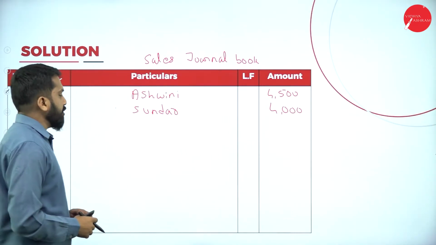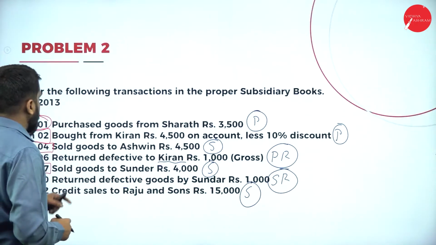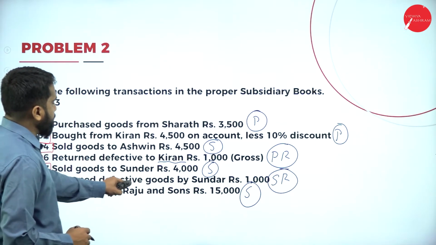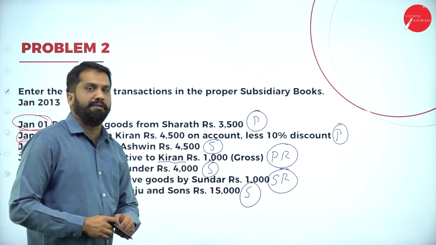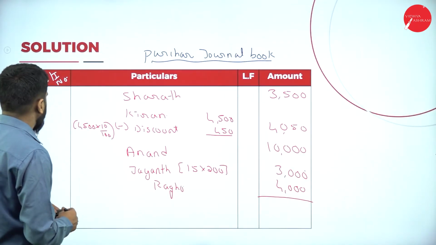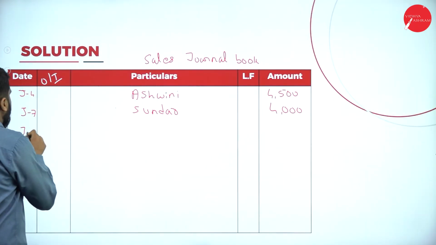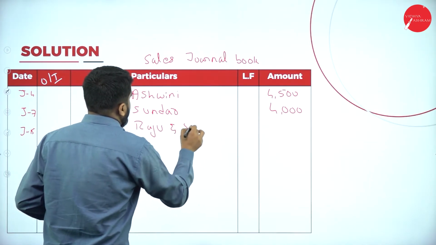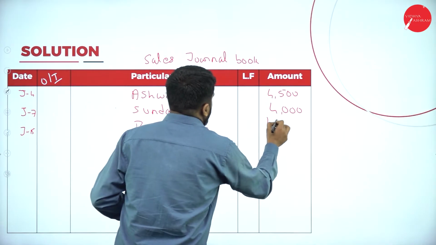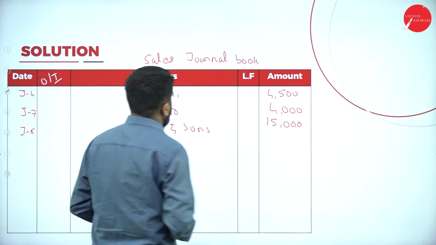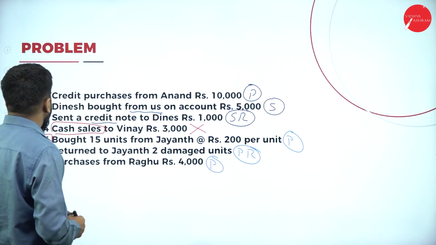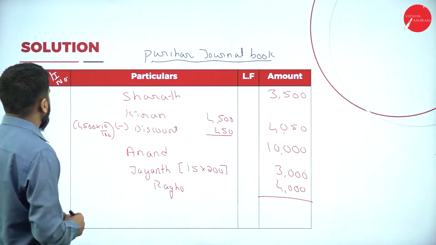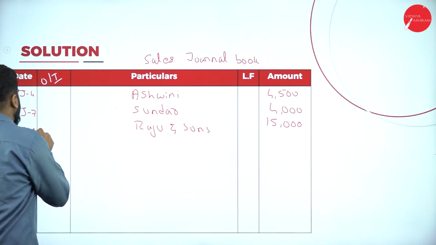Again, I'll go back to your question. So, one more sale we have. January 12th, credit sales to Raju and Sons, 15,000. Raju and Sons, it is 15,000. So it is January 12th, not 15th. I'll correct that. January 12th.